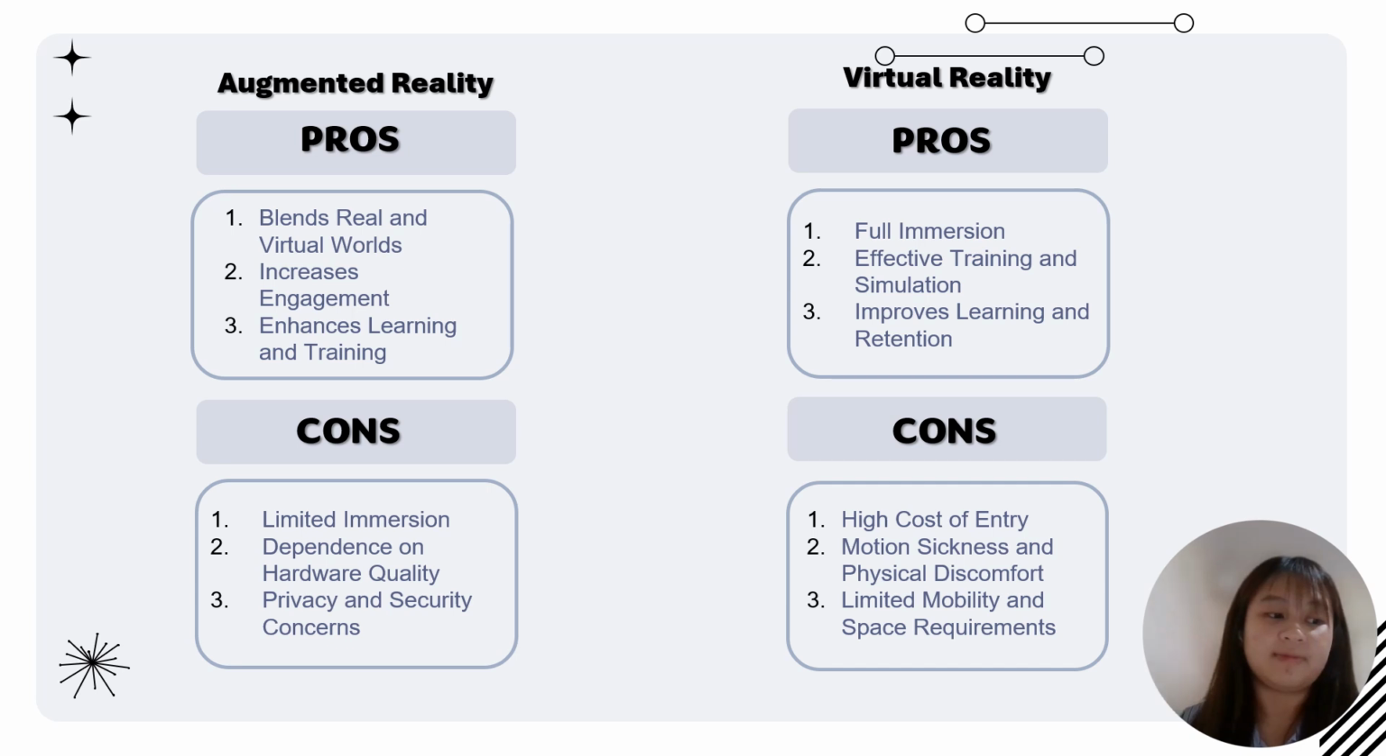Thirdly is limited mobility and space requirements. A VR system often requires significant physical space for the user to move around, and some applications require tethering to a computer, limiting the mobility. An example is in room-scale VR experiences, users may need to clear an entire room to avoid bumping into objects.